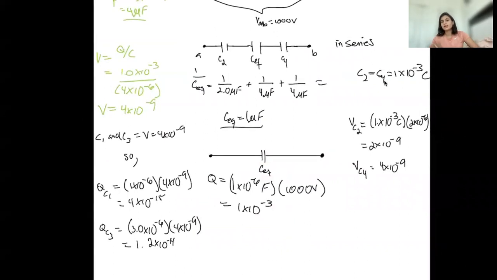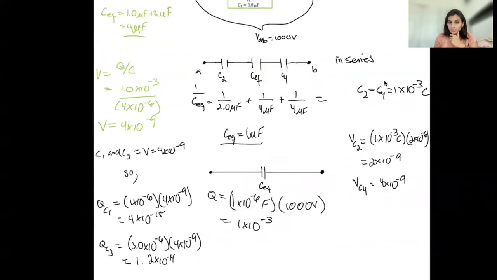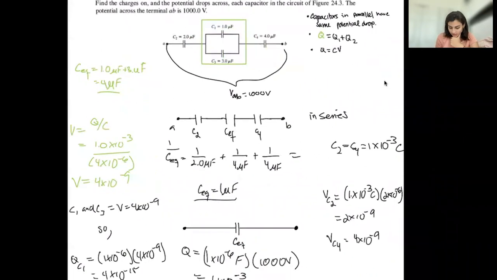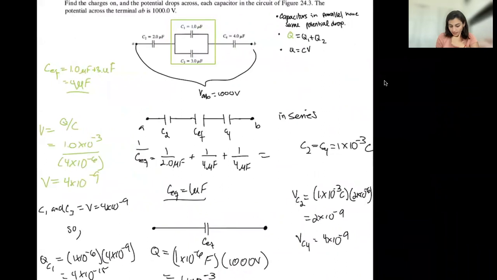So what does that mean? Well, we know that capacitors in series have the same charge. They all carry the same charge. They share it. That means that this charge is shared by C2, C4, and my C equivalent that we calculated up here, which is this. So what does that mean? That means that C2 and C4 have the same charge, 1 times 10 to the negative 3.